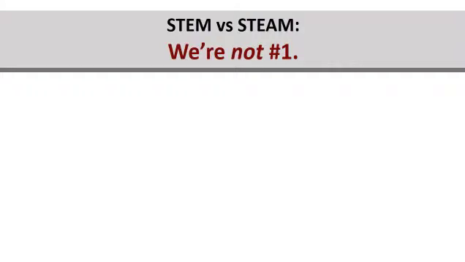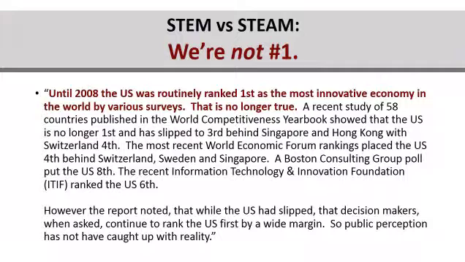Here's some depressing news. America's not #1 anymore in a lot of respects. Until 2008, the U.S. was routinely ranked first as the most innovative economy in the world by various surveys. That is no longer true. A recent study of 58 countries published in the World Competitiveness Yearbook showed that the U.S. is no longer first and slipped to third behind Singapore and Hong Kong, with Switzerland as fourth. The most recent World Economic Forum rankings placed the U.S. fourth behind Switzerland, Sweden, and Singapore.